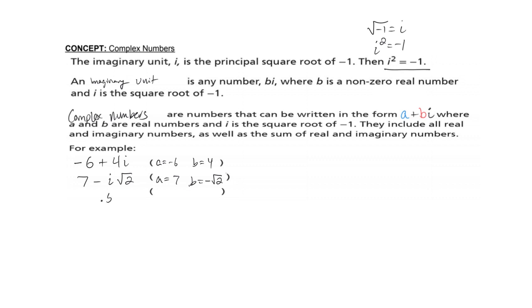What if we had just like 0.5i? Well, your a is 0, we don't have a number being added or subtracted to it, and then your b is just 0.5. So that's just for labeling purposes. All right, so now we'll move on to adding and subtracting complex numbers.